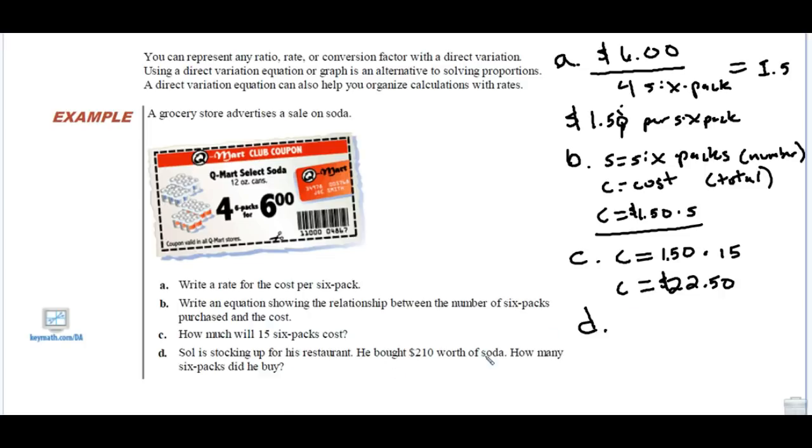And part D, Sol was stocking up for his restaurant. He bought $210 worth of soda. So that's going to be his cost equals $1.50 times the number of 6-packs. So if I want to solve for S, I kind of want to do the opposite of what I did before. When I had the number of 6-packs, I multiplied it by 1.50 to get the cost. So if I want to go backwards, I want to take 210 and divide it by 1.50. And if I divide this side by 1.50, multiplying and dividing cancel each other out, and my 6-packs are going to equal 210 divided by 1.50, which is 146 packs. So our answer for part D is 146 packs.